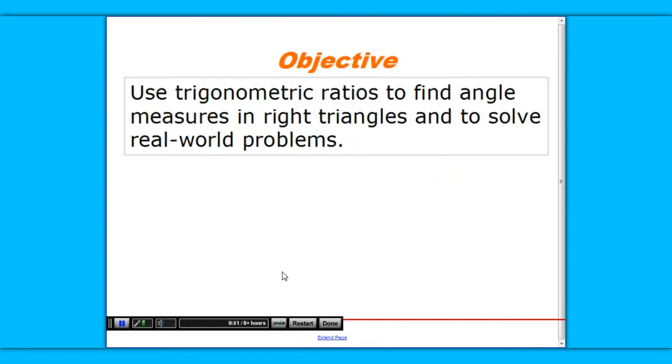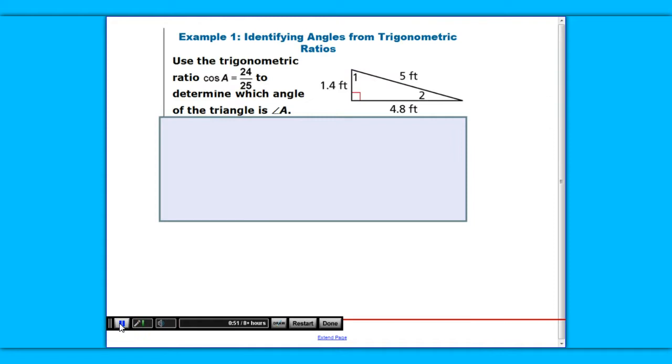So the objective is to use trigonometric ratios to find angle measures in right triangles and to solve real world problems. Here's an interesting question. Identify angles from trigonometric ratios. So you're asked to use the trigonometric ratio cosine A equals 24 over 25 to determine which angle of the given triangle here is angle A. So we know that it must be angle 1 or angle 2. These are the two non-right angles in this triangle.